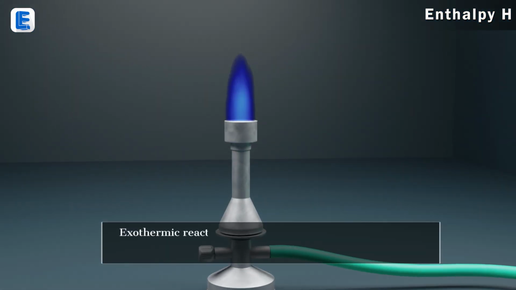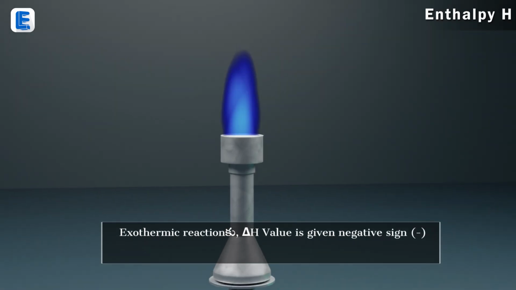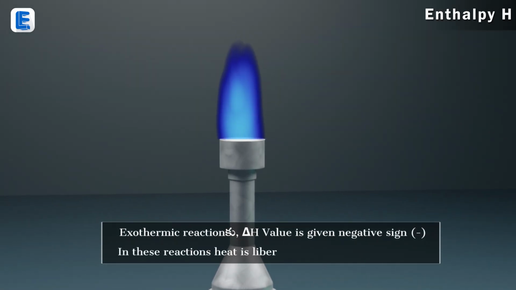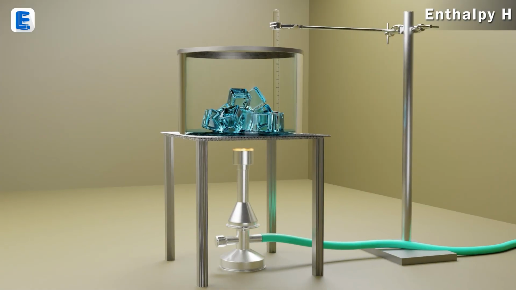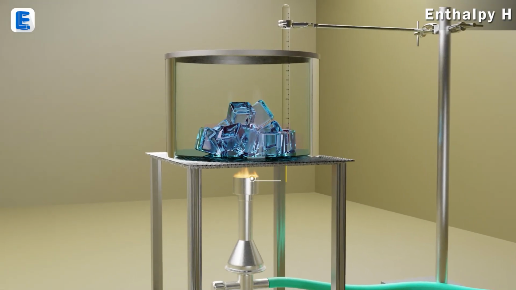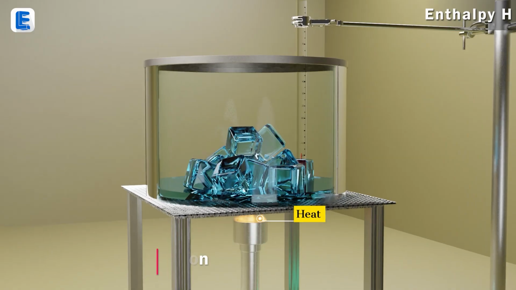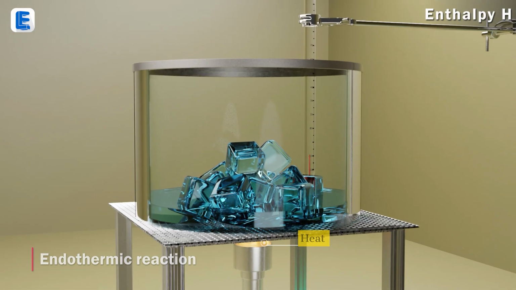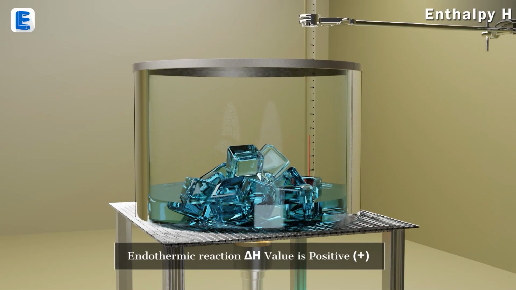For exothermic reactions, delta H value is given negative sign. In these reactions, heat is liberated. If the system participating in reaction absorbs heat from surroundings, that reaction is called endothermic reaction. For endothermic reaction, delta H value is positive.